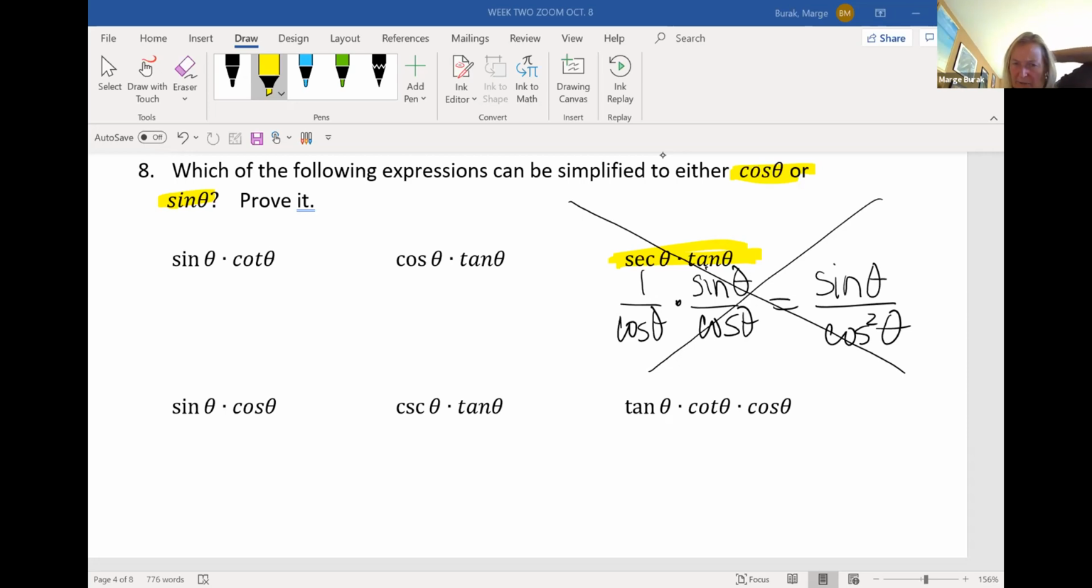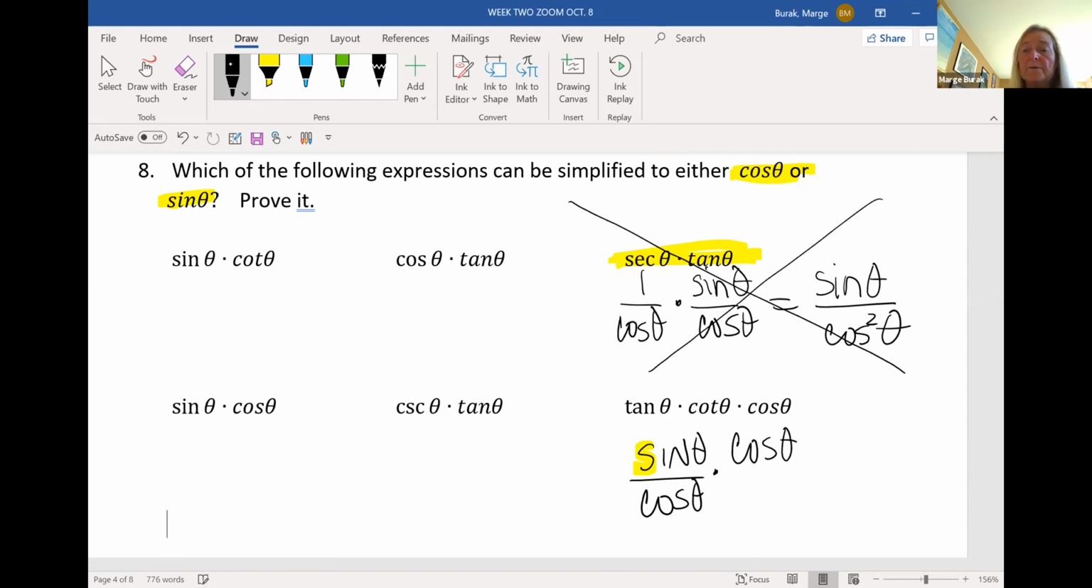Tan cotangent simplifies to cosine because the tangent equals sine over cosine. So I'm going to write that: sine over cosine, and cotangent equals cosine over sine. And then we have that cosine repeated here on the bottom. They said cancel each other out, and if you write them as fractions, I'm going to go ahead and cancel these out. What did I do wrong?